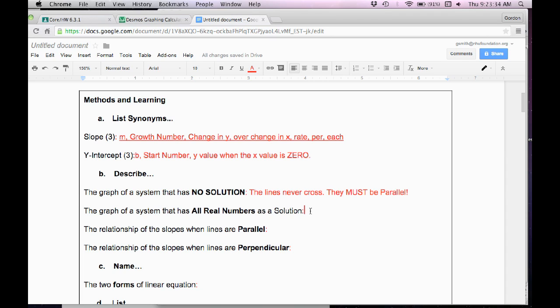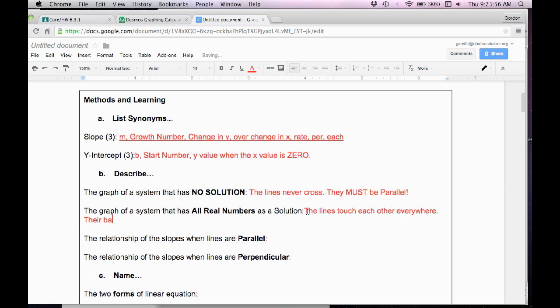Alright. The graph of a system that has all real numbers as a solution. That means like that no matter where you go on the line, it's a solution. That means the lines touch each other everywhere. So the lines touch each other everywhere. Keep your minds clean. So they're basically the same line. It's like 2 hearts beat as 1.